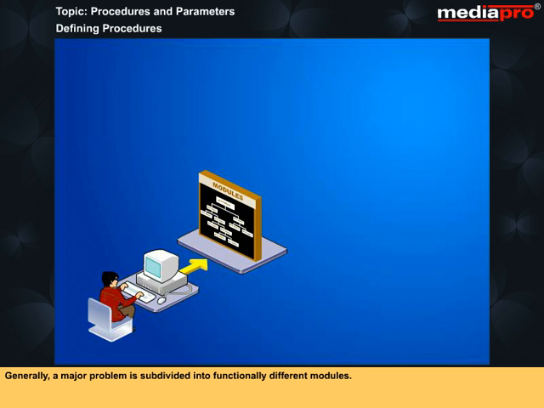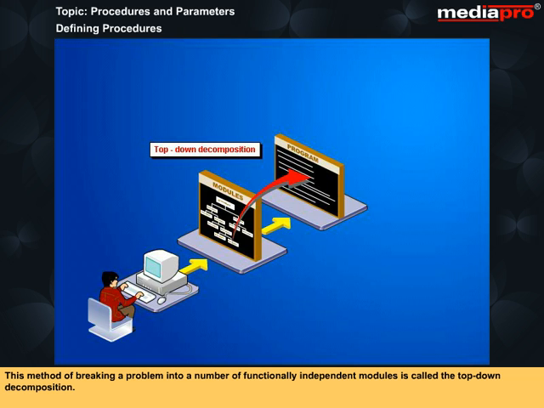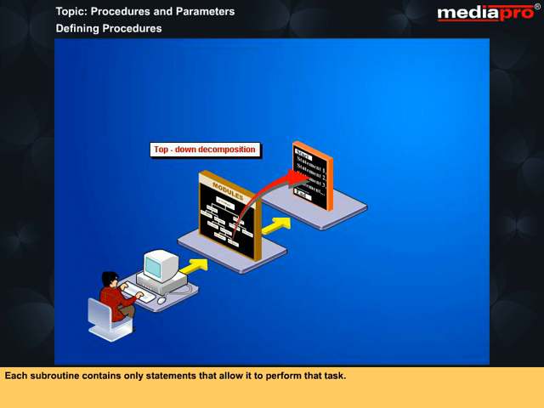Generally, a major problem is subdivided into functionally different modules. A separate program is written for each module. Finally, when all the modules are coded, they are integrated into one program. Each subroutine is functionally independent. This method of breaking a problem into a number of functionally independent modules is called top-down decomposition. Each subroutine contains only statements that allow it to perform that task. Procedures are given meaningful names that describe the tasks they perform.